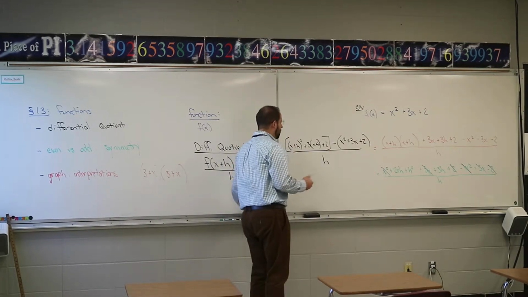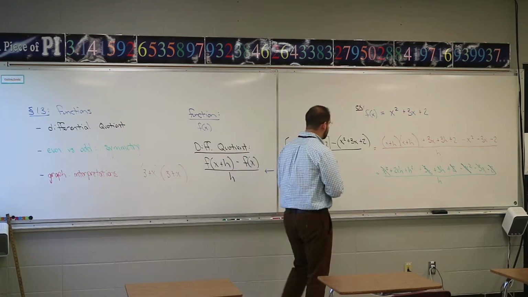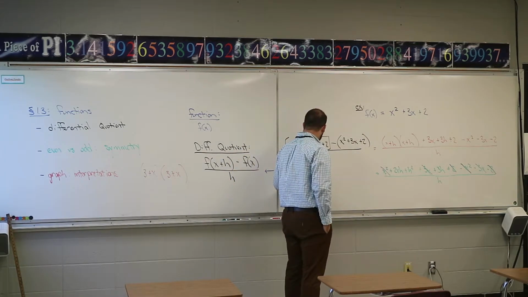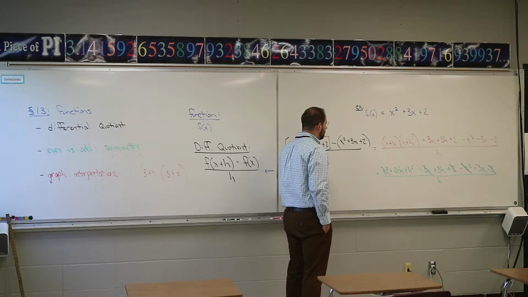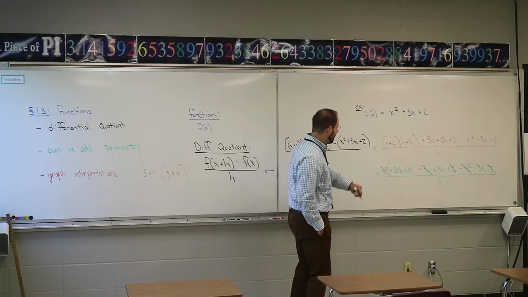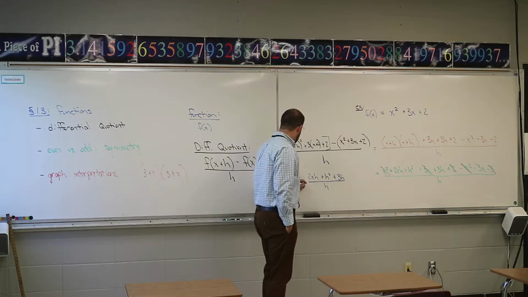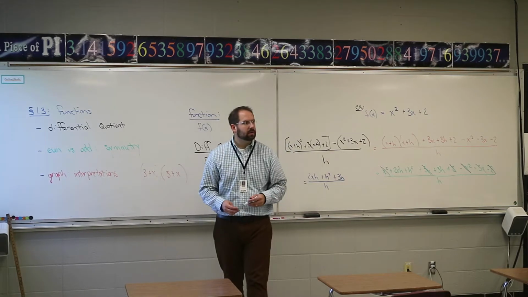And what we're left with, we did all this work, we've written it down, so what we're left with here is 2xh plus h squared plus 3h. That's all on the top, and I think that's all the h terms. And we have an h on the bottom. And now we need to divide.